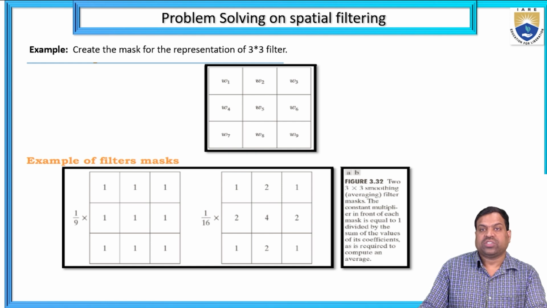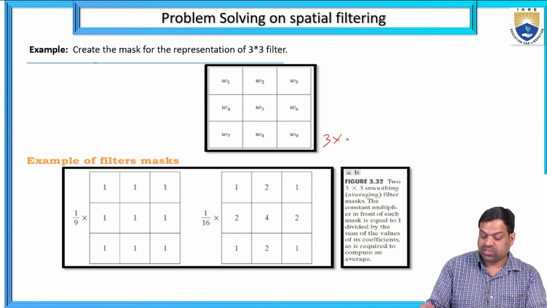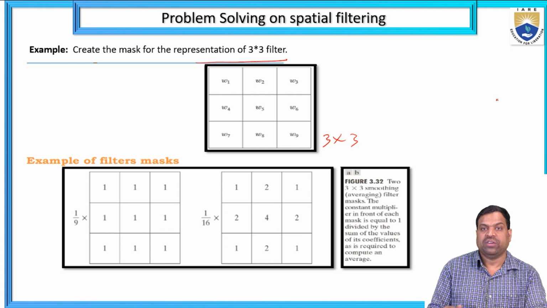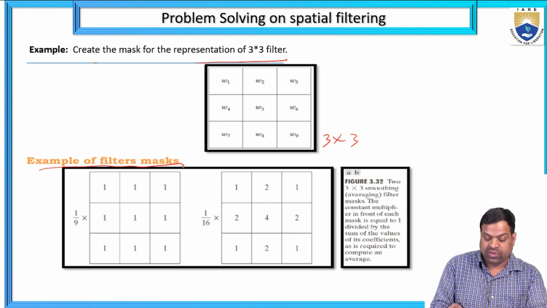To create the mask for the representation of a 3x3 filter. Okay, the filter is there, but we have to apply the 3x3 mask for this one. So it is a 3x3 mask. What are the coordinates? What is the size? What are the parameters to create the mask of the filter for 3x3? So create the mask for the representation of a 3x3 filter. Okay, so it is a 3x3 filter. We are applying the mask to that filter. How? It is a filtering mask.